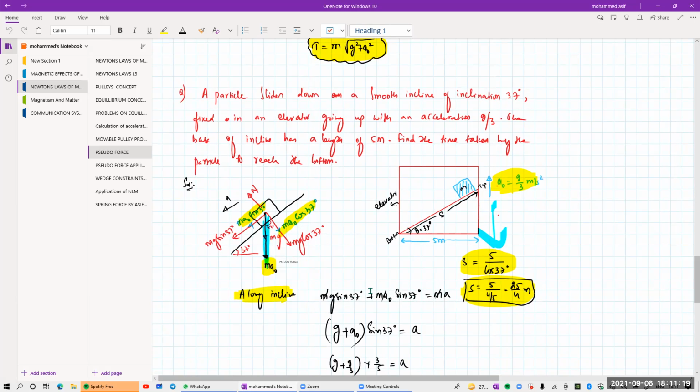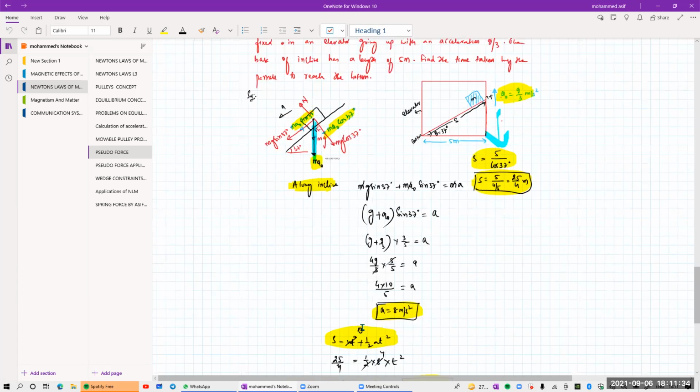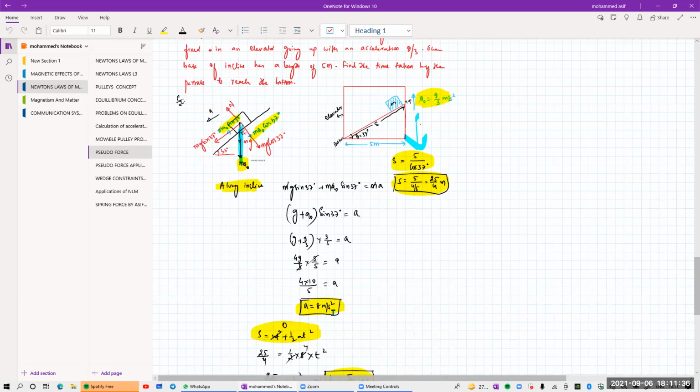It is equal to m into a. Everywhere mass will get cancelled. So g plus a naught into sine 37 will be equal to a. Acceleration a naught is given as how much in the problem? g by 3. So it is g by 3 into sine 37, which is 3 by 5, that is a. Simplifying and calculating it, we got the acceleration equal to 8 meter per second square.